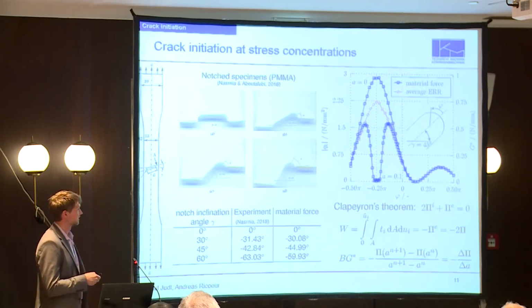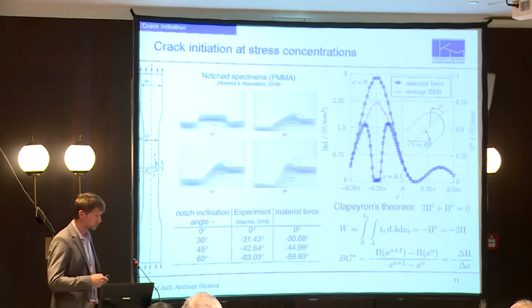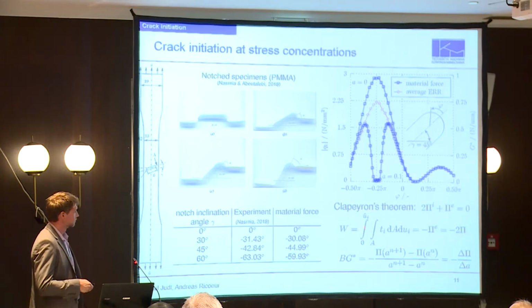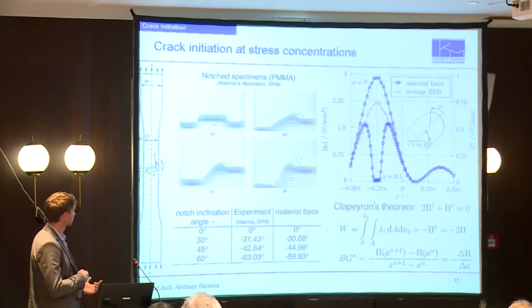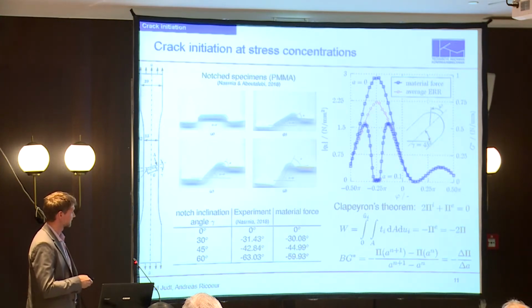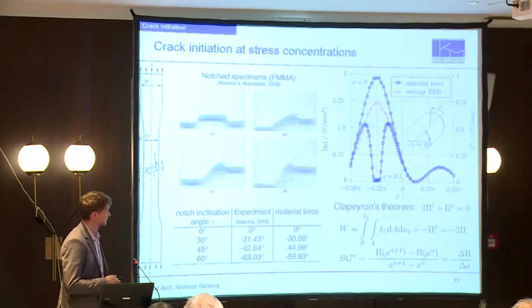Furthermore, we also calculated an average energy release rate applying coherence theory. So we calculated the work done by the externally applied loading, first for the case where we only have a notch and no crack, and then for a crack assumed to initiate in arbitrary directions. We can plot this also along the surface, and we see that the maximum of this average energy release rate and the maximum of the material force approach are identical.